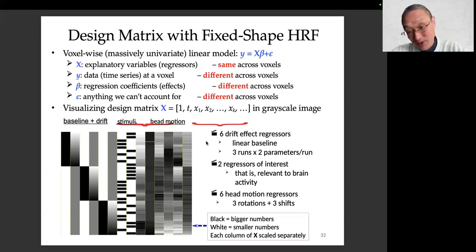The last 6 columns are the covariates, in this case estimated head motion. In between, the 7th and the 8th are the tasks. In this case, it's a block design, and you can see the clear pattern of the black bands. Those black bands are basically those blocks. So there's a block design, right?